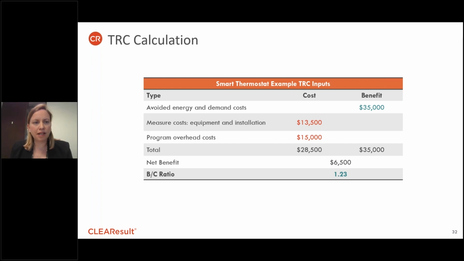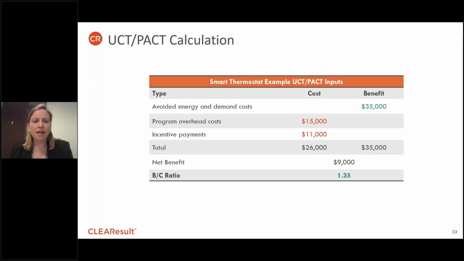If we jump over now and look at it from the perspective of the utility cost test, the cost that we associate for this example would be, again, that program overhead cost. So it's $15,000 to run the program. And as the utility, from the utility perspective, you're going to pay out $11,000 in incentives. So our total cost is $26,000. And again, the only benefit on this side is the avoided energy and demand costs. In this case, 35,000 divided by 26,000 gives us a benefit cost ratio of 1.35. So again, great, 2 out of 2 so far for our 2 cost tests to see whether or not we're cost effective.